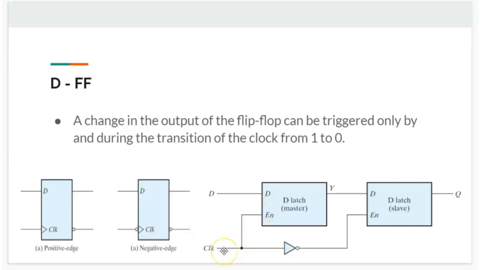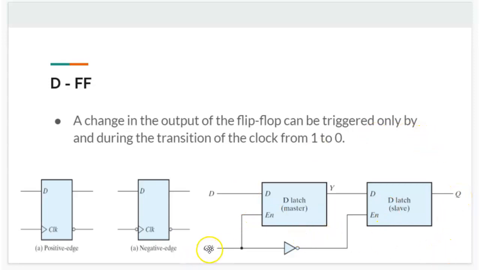Let's say the clock signal is initially 1, so you have 1 to this D latch, enable line is 1, so whatever D has will be transferred to Y. And you have actually complemented the clock and sent to this En, so enable is 0 here. So even if Y changes here, it won't be reflected in the Q, so it is not triggered yet. When the clock is 1, this final output is not changed yet.